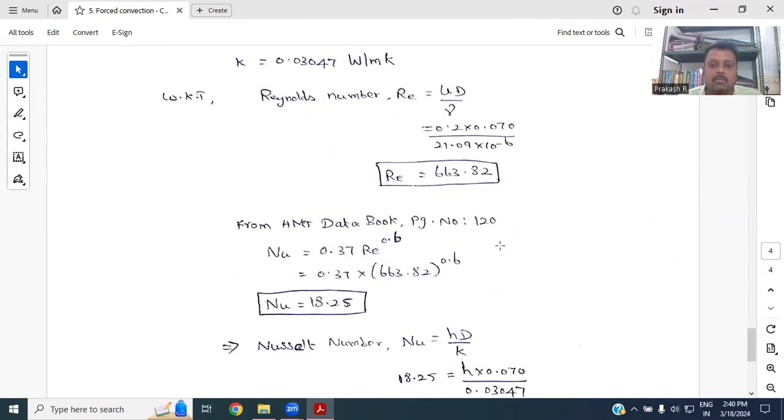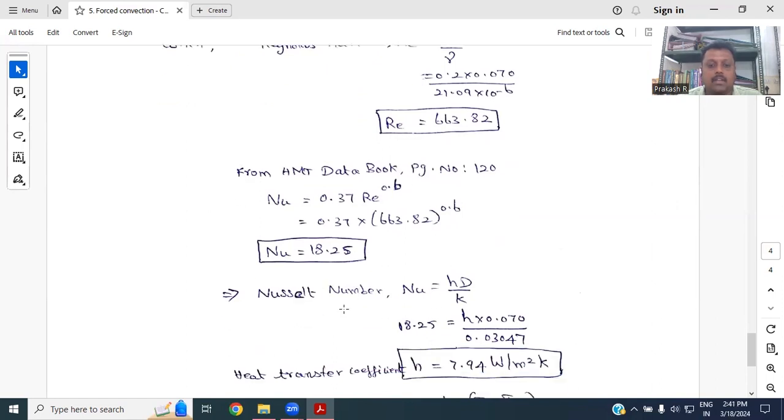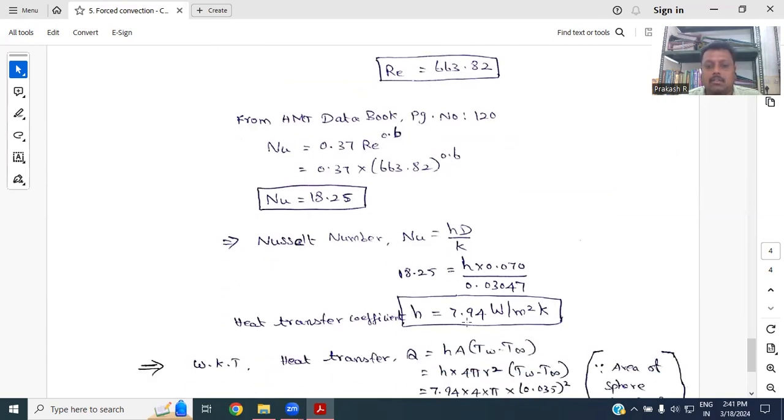From the HMT data book on page number 120, the Nusselt number formula is 0.37 Reynolds number power 0.6. We know the Reynolds number value from the previous step. We can substitute the Reynolds number value and find the Nusselt number value is 18.25. The Nusselt number formula is h d by k. We know all the parameters except h, that is the heat transfer coefficient. The heat transfer coefficient h is equal to 7.94 watt per meter square Kelvin.